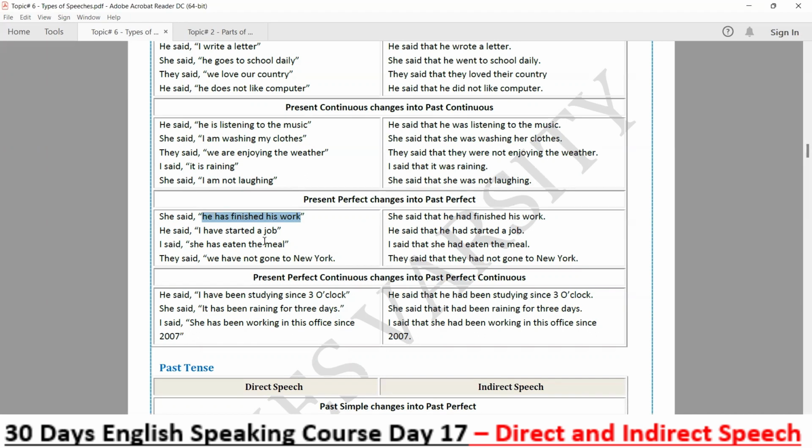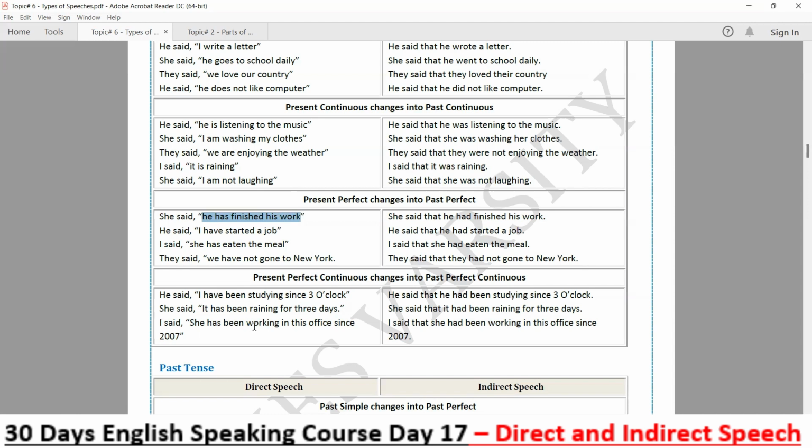So I said, I have started a job. He said that he had started a job. Okay. Then similarly, this is for present perfect changes to past perfect. Then we have present perfect continuous changes to past perfect continuous. So he said, I have been studying since 3 o'clock. So he said that he had been studying since 3 o'clock. The present perfect continuous changes to past perfect continuous.